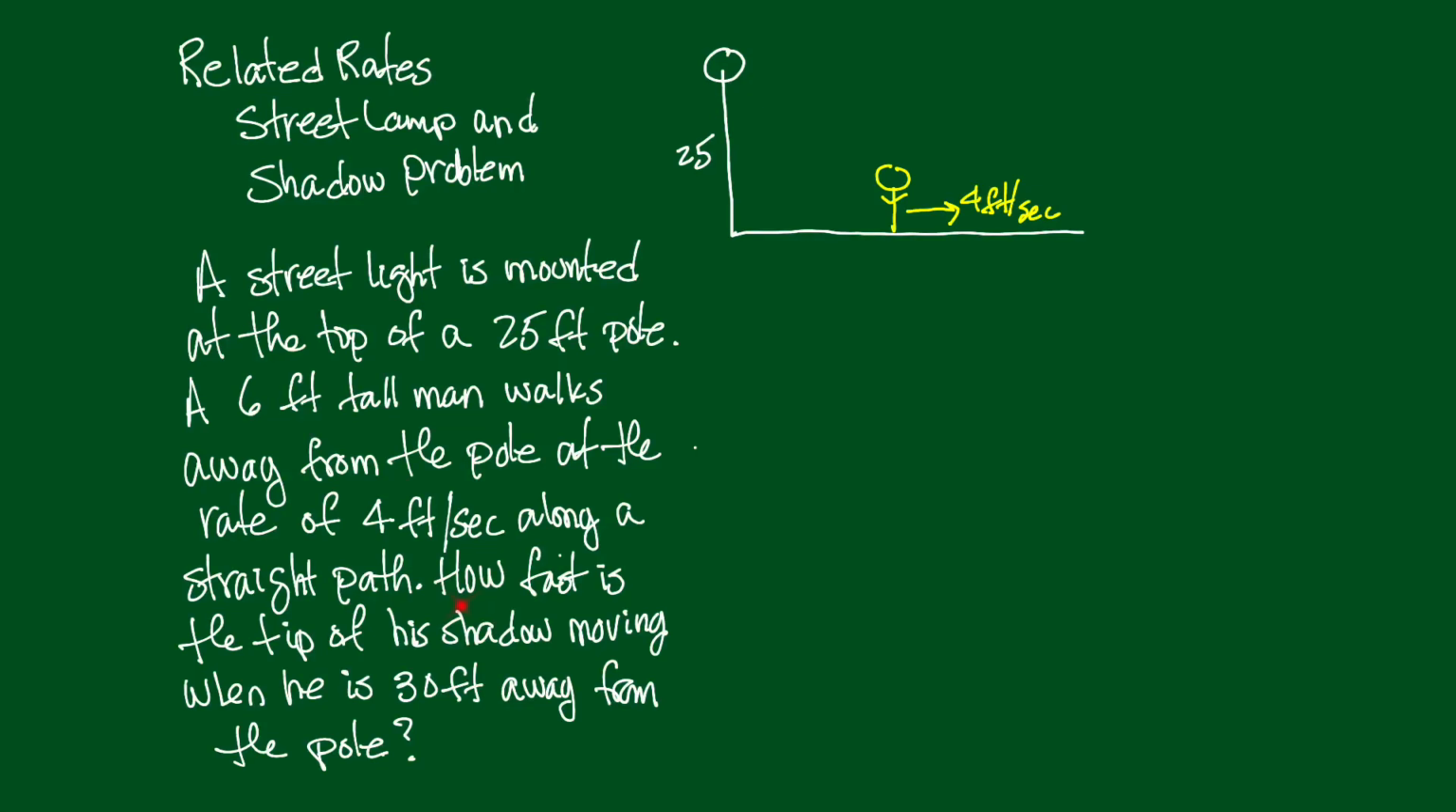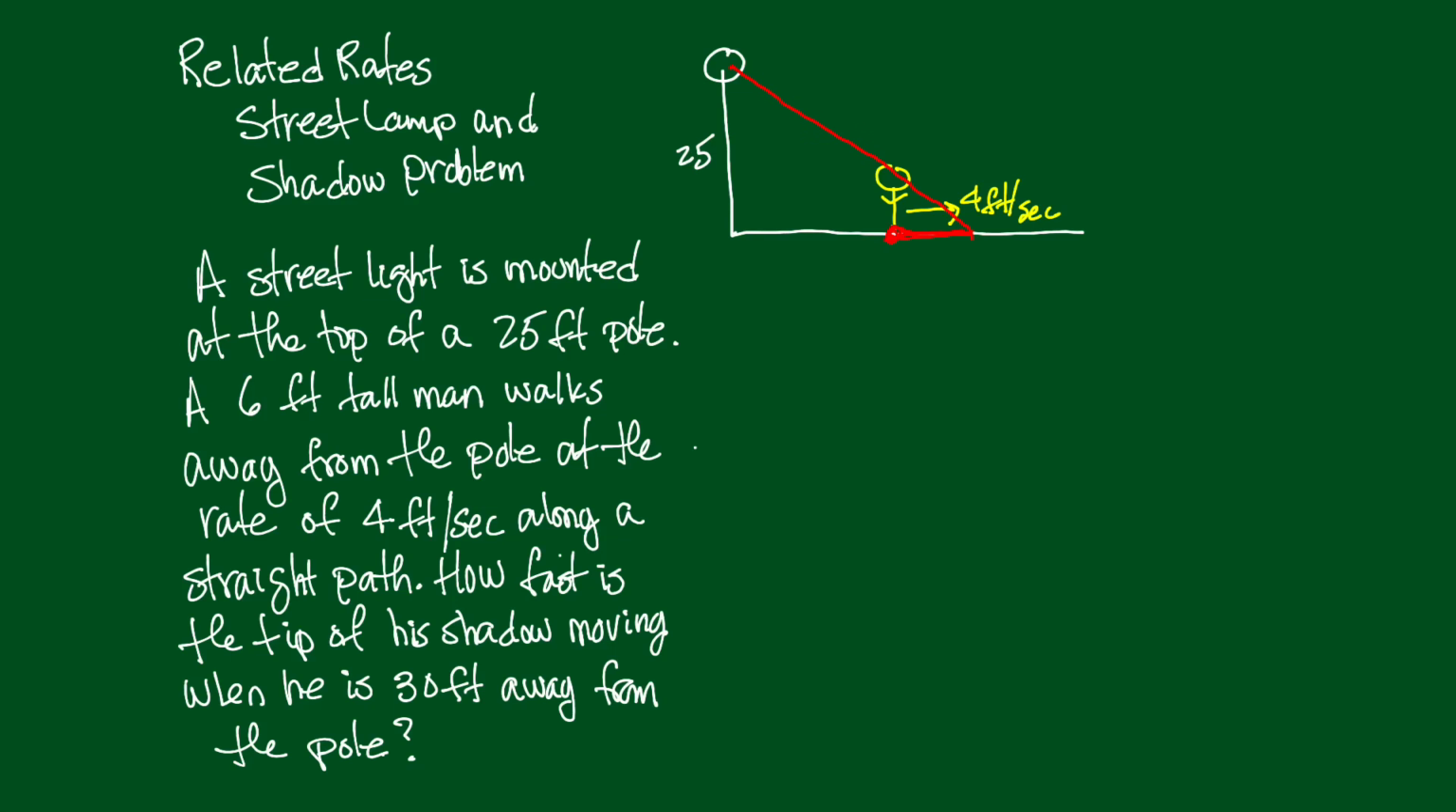Now, what are we doing here? It says, how fast is the tip of the shadow moving when he's 30 feet away from the pole? So this light right here is creating a shadow when it hits this fellow and comes down here. Let's draw that. All right, so the light comes down here and casts the shadow. So here is the length of the shadow right here.